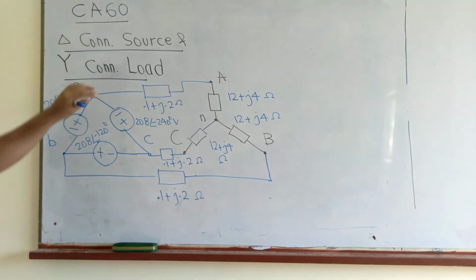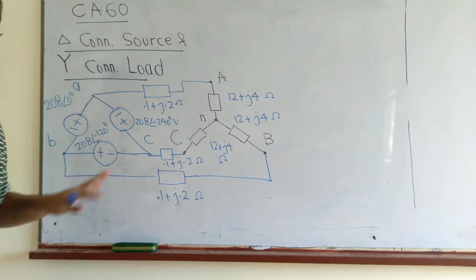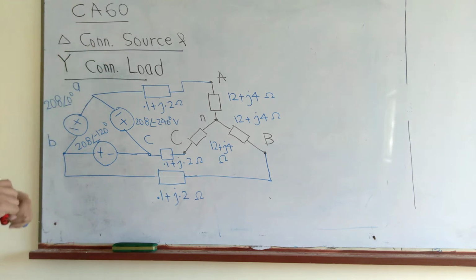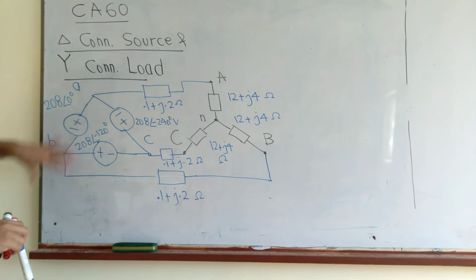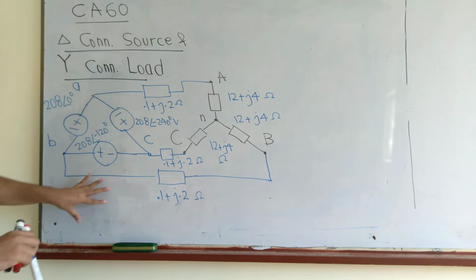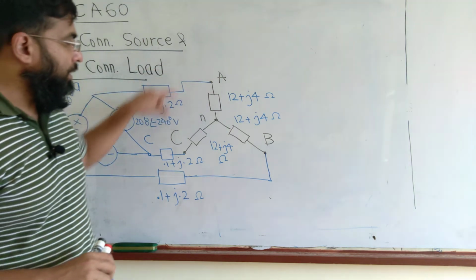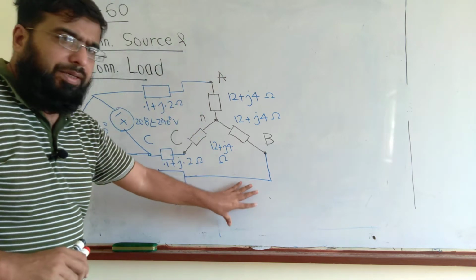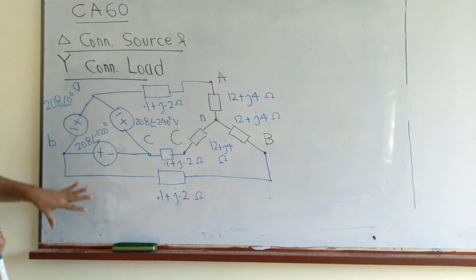Welcome to lecture number 60. We will continue studying three-phase systems, and in this lecture we will study a delta connected source, where the source is a three-phase delta connected system and the load is connected in the form of a Y. So it's a Y connected load and a delta connected source, and we'll study how to tackle this situation.